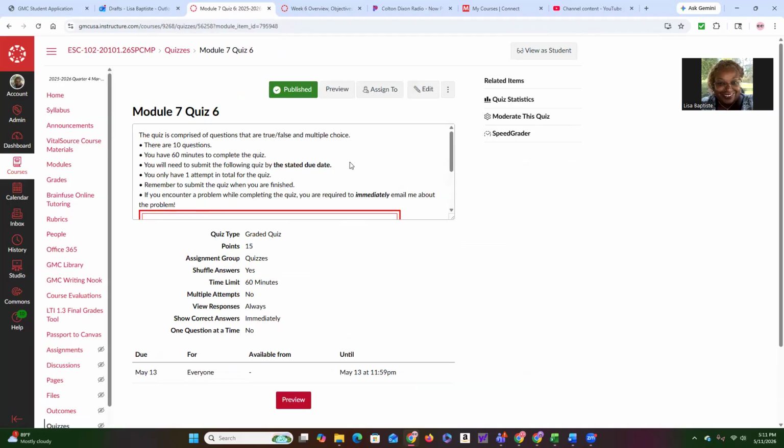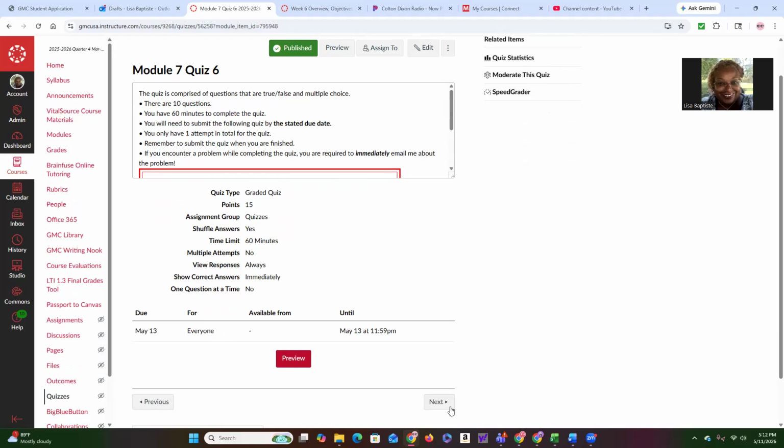You'll have a quiz for this module. Remember, there are 10 questions, and you have 60 minutes to complete the quiz. You only have one attempt, so make sure that you understand the material before you attempt the quiz, and make sure that you ask me any questions that you have about the material before attempting the quiz.